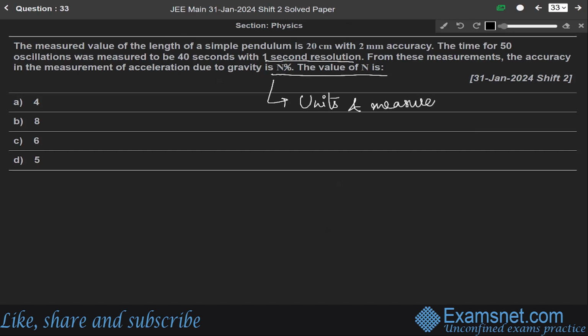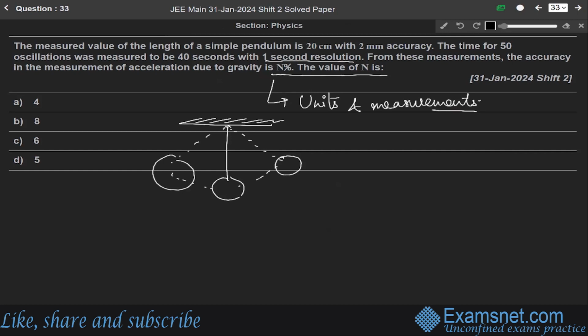Units and measurements. Now for a simple pendulum, this is a simple pendulum doing simple harmonic motion. According to this, the length L of this simple pendulum is given as 20 centimeter with 2 mm accuracy.